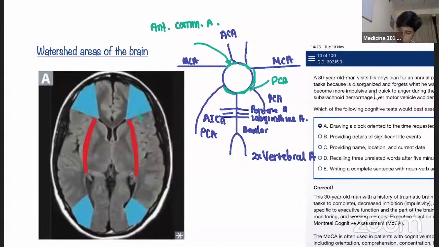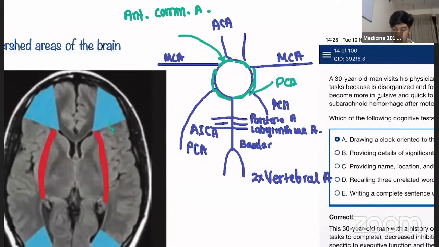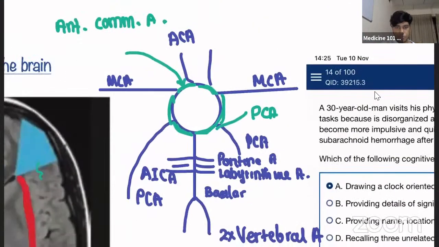Actually, it's this whole thing. Since I'm not drawing it in 3D, it's going to get confusing, but this is the basic structure. Now, can someone tell me what is the importance of having a circle like this?